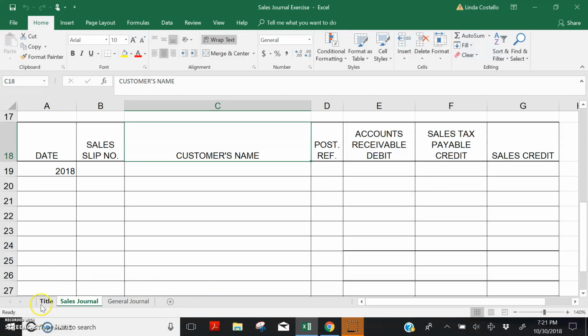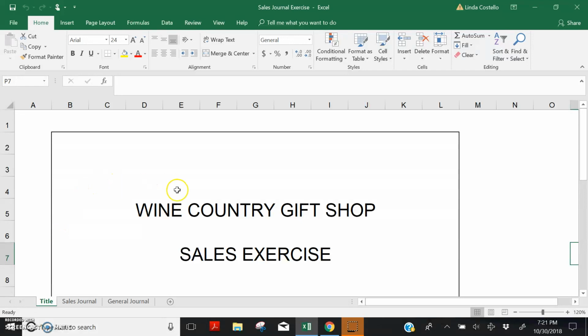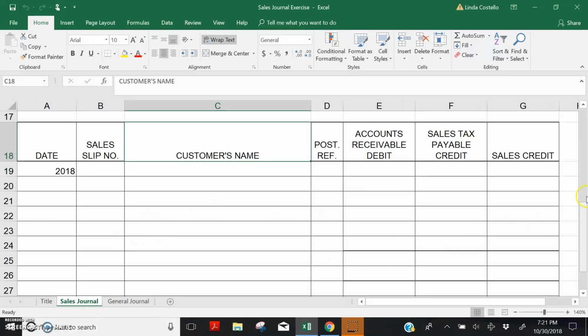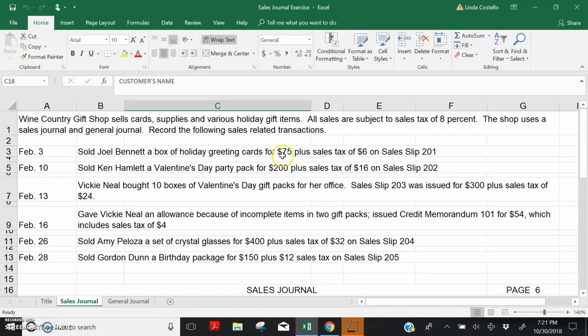Wine Country Gift Shop sells cards, supplies, and various holiday gift items. In this exercise, we will record 6 sales-related transactions shown at the top of your sales journal. All sales are subject to sales tax of 8%. The shop uses a sales journal and a general journal. We can assume all sales are on account unless specified otherwise. Let's also assume that the year is 2018. Let's begin.